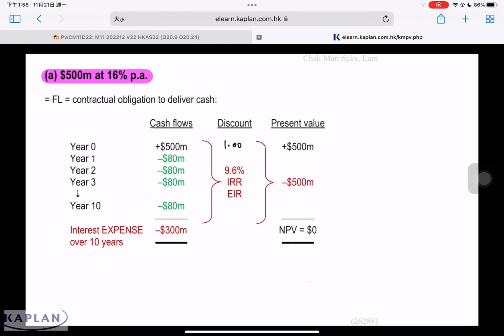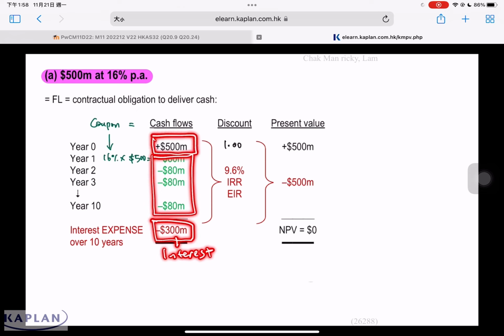Every year, we are paying $80 million, 16% multiplied by 500. This 16% is the coupon rate. Coupon rate is always used to determine the cash flow. But when you account for interest income or interest expense to P&L, it must always be based on the effective interest rate. The $800 we pay, but effectively it's only $300 interest. The $500 we are not paying for interest, we are paying for the principal. You must account for the transaction based on the substance rather than the legal form. Just now we concluded that this is a financial liability at amortized cost.